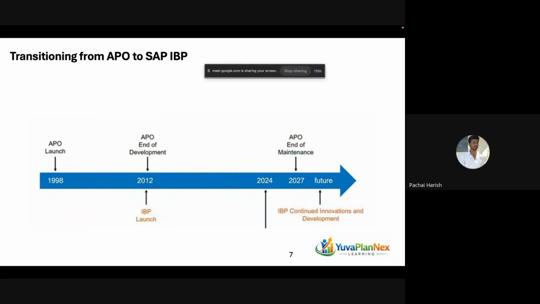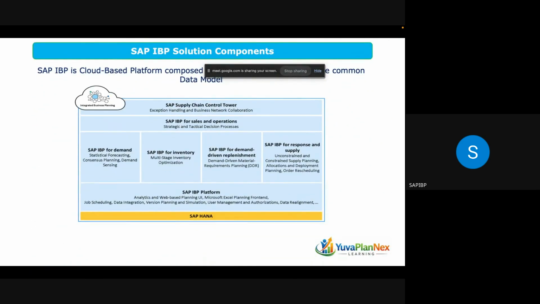Good. So now let us go into details about IBP. As I mentioned, IBP has sub-modules: IBP for demand, IBP for inventory, IBP for DDMRP, IBP for response and supply, IBP for S&OP, and IBP for supply chain control tower. Let us try to understand the modules one by one.